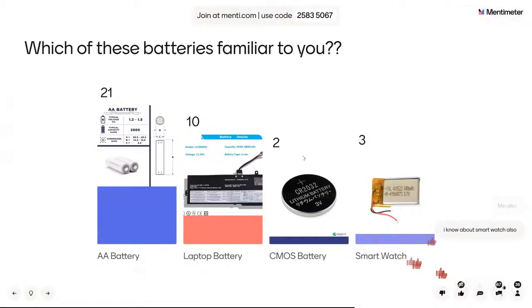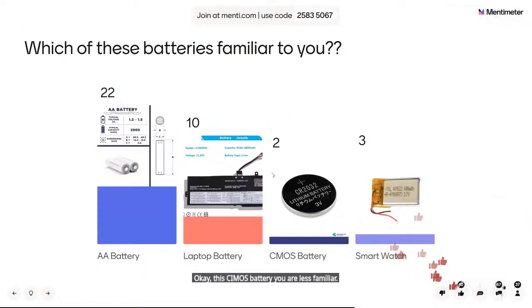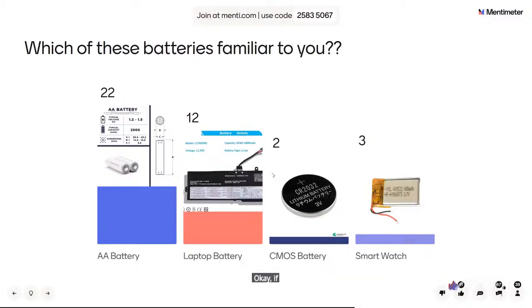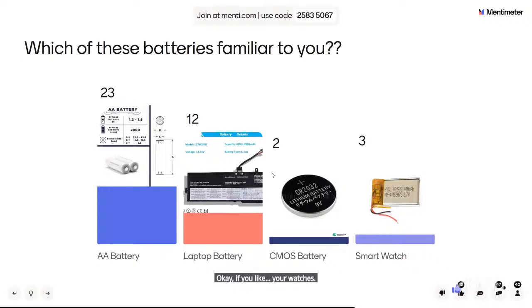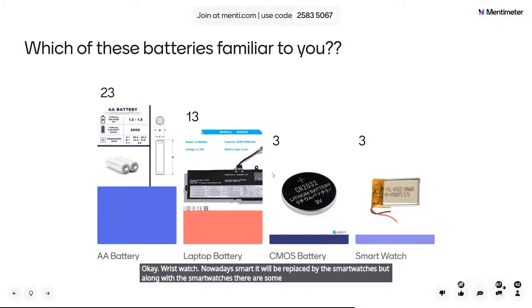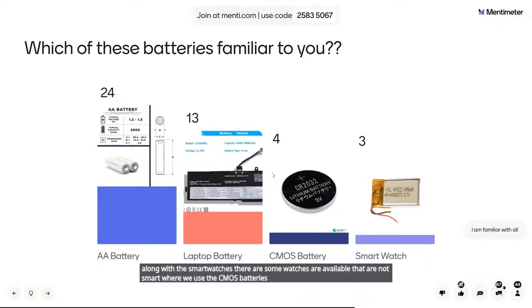Okay, this CMOS battery you are less familiar with. If you see in the weight machine, the option of CMOS batteries. If you like your wrist watches, nowadays they will be replaced by the smart watches, but along with the smart watches, there are some watches available that are not smart where we use the CMOS batteries. That is different, but it is again a lithium battery, CMOS lithium batteries.